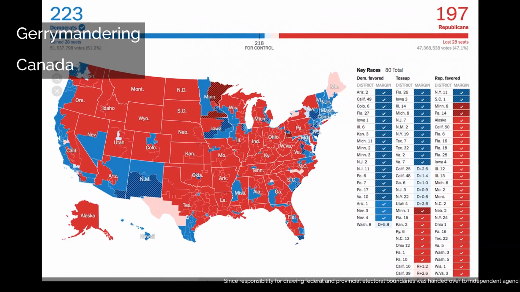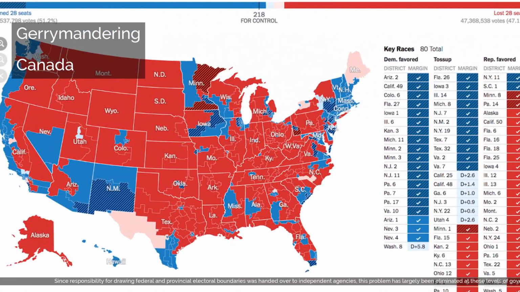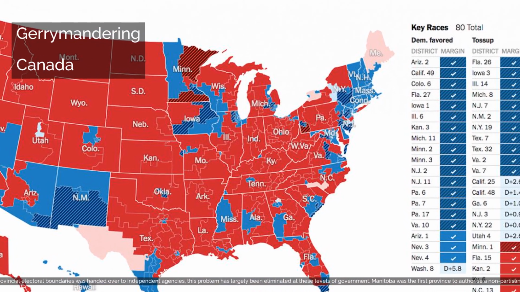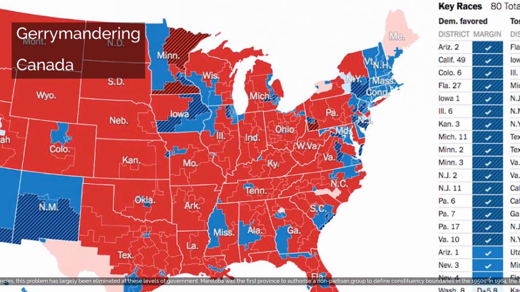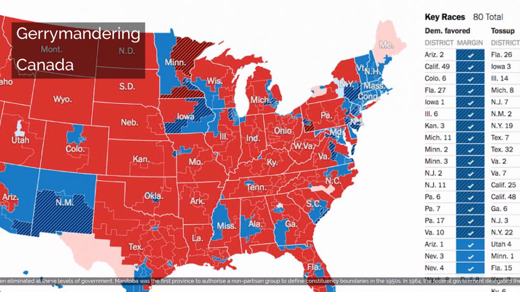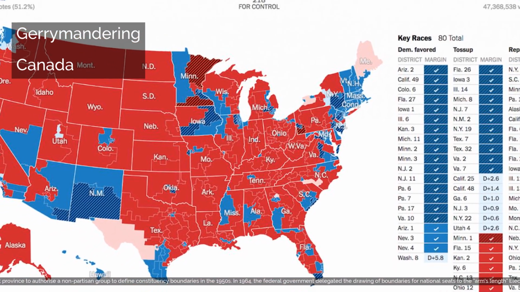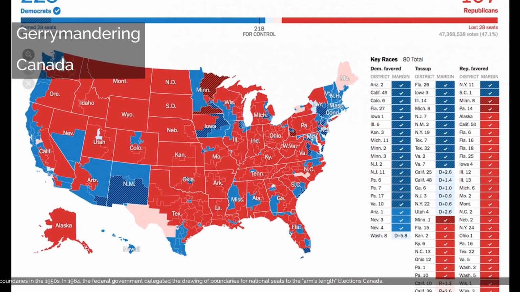Since responsibility for drawing federal and provincial electoral boundaries was handed over to independent agencies, this problem has largely been eliminated at these levels of government. Manitoba was the first province to authorize a nonpartisan group to define constituency boundaries in the 1950s. In 1964, the federal government delegated the drawing of boundaries for national seats to the arm's-length Elections Canada.